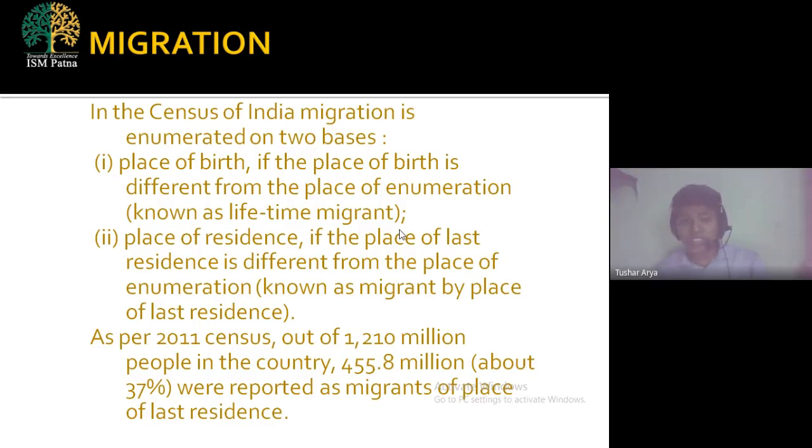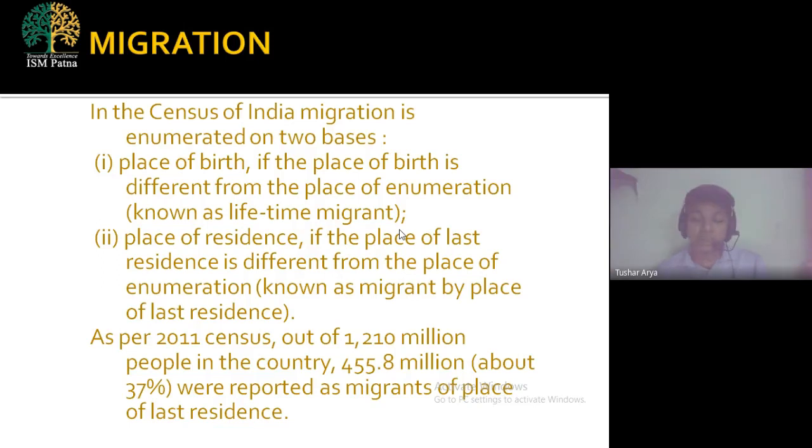On the basis of these two, we can see that 37% of people were reported as migrants by place of last residence. That is the second type. They have changed their place. So one thing comes to our mind: why are they frequently changing their places? Somewhere it is the need of their occupation or their job. Due to the job they were changing their last residence, or because they were not getting enough facilities or livelihood at the last residence. That's why they changed.